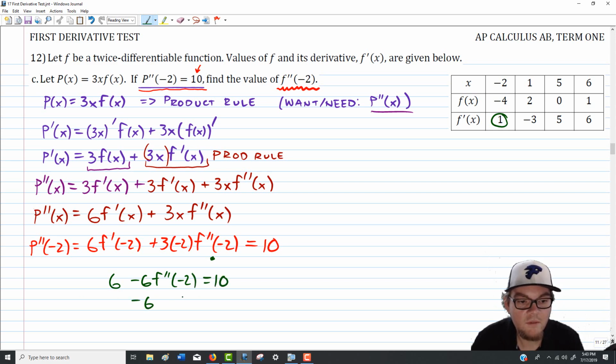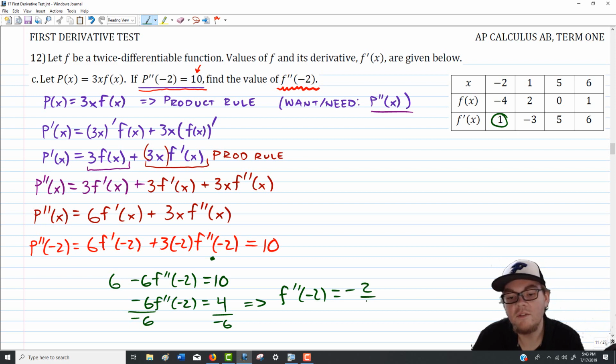Moving some stuff over, we can subtract 6 from both sides. We'll get negative 6 f double prime of negative 2 equals 4. And then we can divide both sides by negative 6, and it will tell us that f double prime of negative 2 is equal to negative 2/3. Actually, I'll box the whole thing.